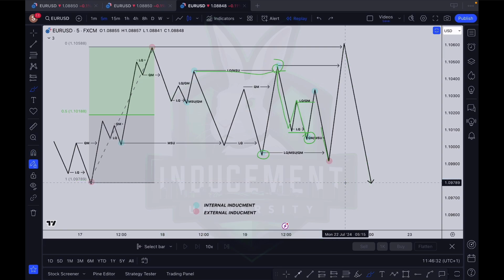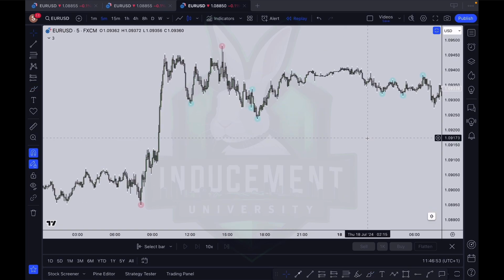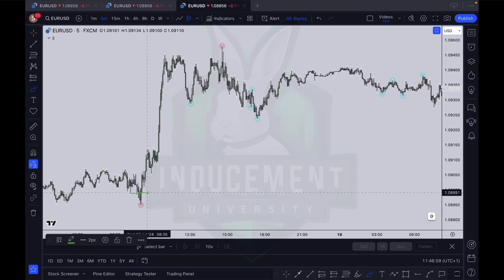So now let's have a look at some real life examples. So as you can see here on the 5 minute, we're just going to go through from left to right. So to start with, you can see that we've taken out this low here and then we've taken out that high. So this is our low for now. Okay, this is our external low. We then come up like so and we create these equal highs. Okay, so we create equal highs here. However, we don't come and give a QM, so we haven't confirmed our external high.